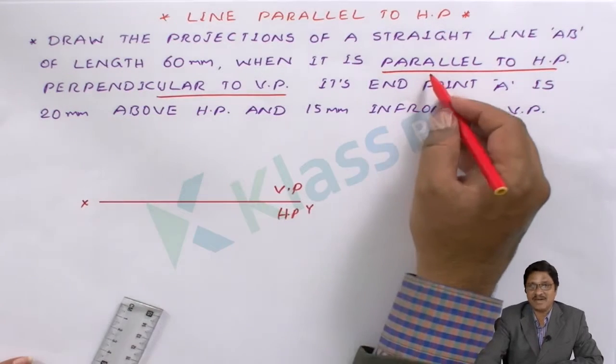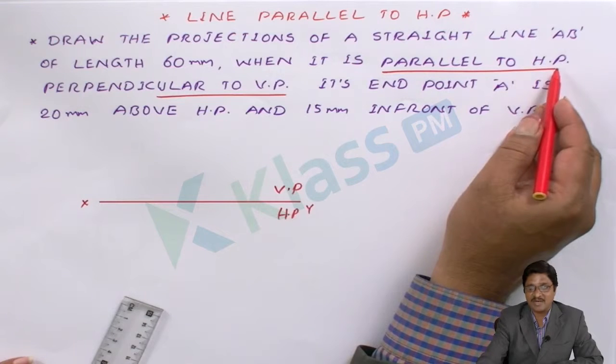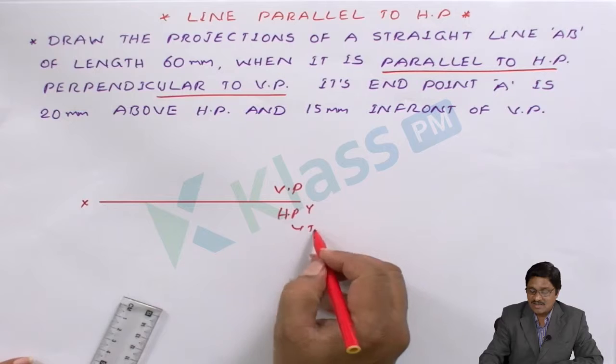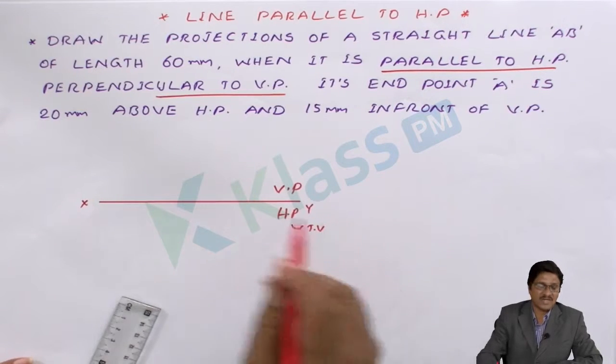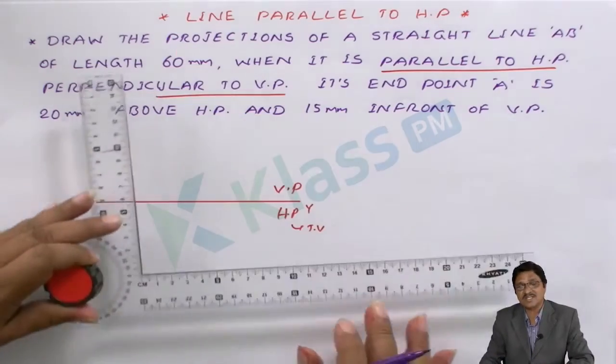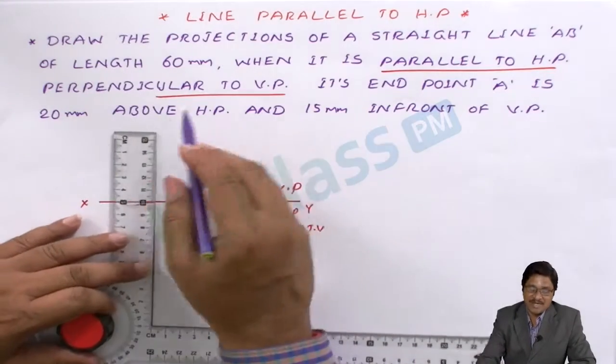Now, by the parallel condition, it is parallel to the HP. That means you have to initiate by drawing the HP projection. What is the HP projection? The top view is the HP projection. So once you identify the top view, you have to draw the top view first. The top view gives the details of the vertical plane. So what vertical plane details do we have?